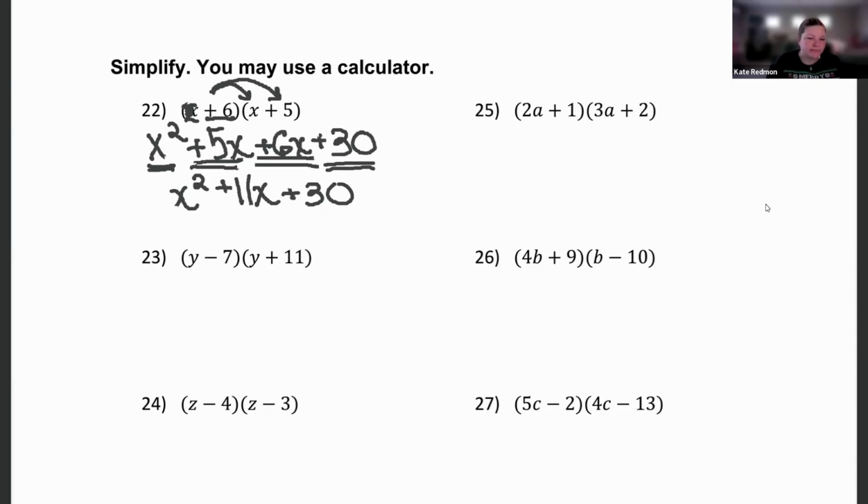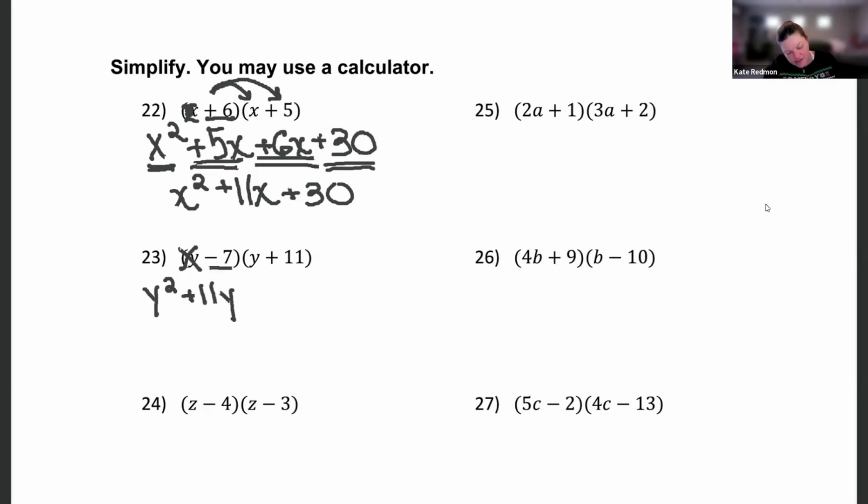So 23. The quantity of y minus 7 times the quantity of y plus 11. So I'm going to go term by term. I'll start with the first term in the first grouping, and I'll pass it out to every term in the second grouping. So y times y is y squared. y times positive 11 is positive 11y. I'm done passing out the first term.